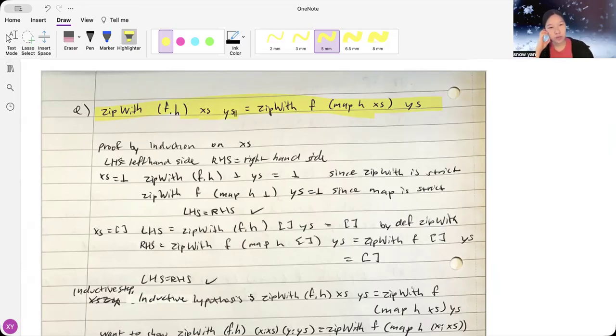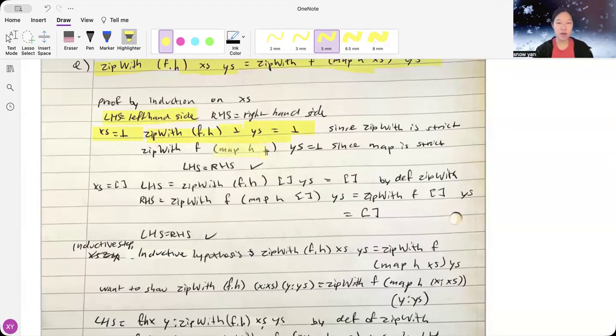So we're going to do proof by induction on x's. Here I wrote LHS, which is short for left-hand side, and RHS for right-hand side. For the first case, we start off with bottom. If it's bottom, the left-hand side would be zipWith f of bottom. If we're zipping with bottom, we know the first argument is strict, hence it's going to be bottom. On the right, we have the map of this; map is strict, so it returns bottom, and zipping with a bottom first argument is also bottom. So the left-hand side is equal to the right-hand side.